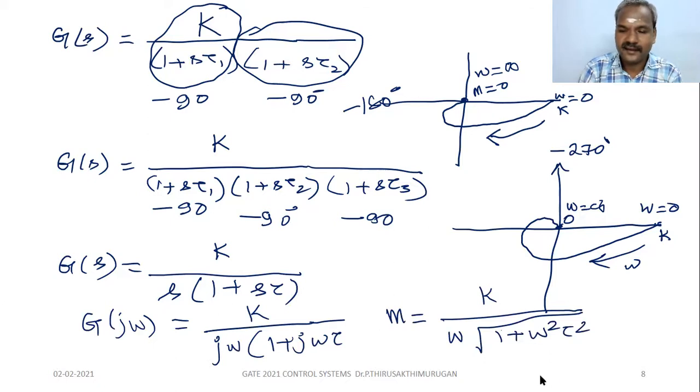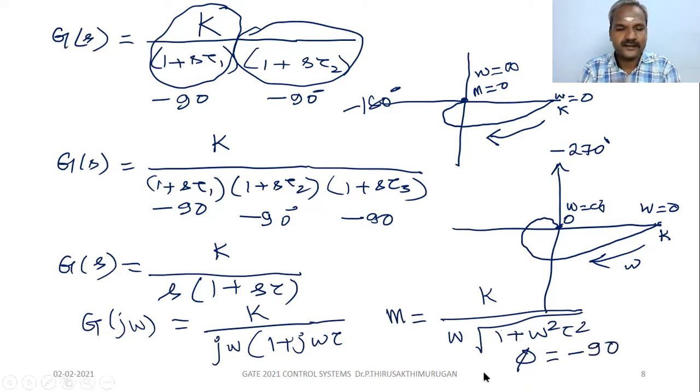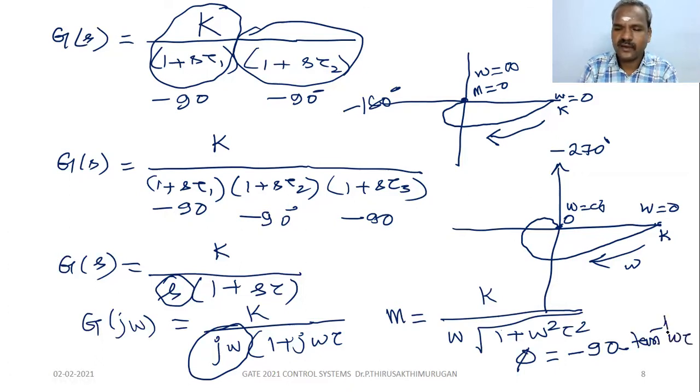What is the phase angle? The phase angle equals minus 90 degrees, because this is a type 1 system with one S term. This S term contributes minus 90, minus tan inverse of omega tau.